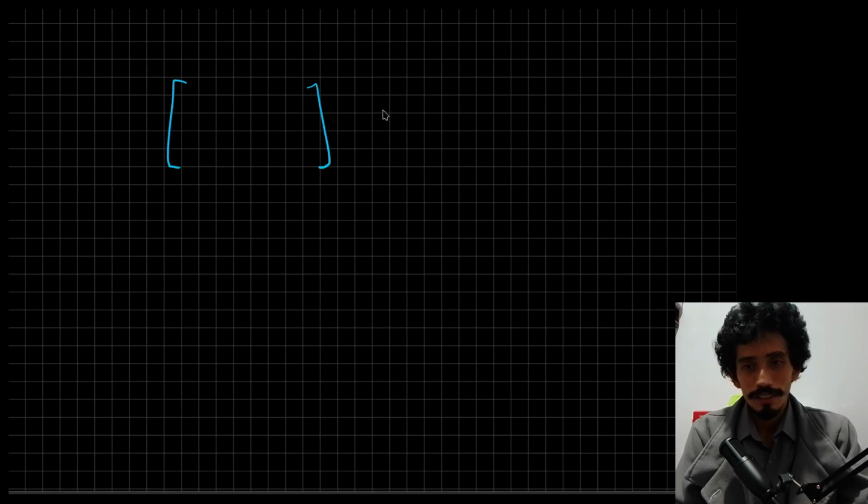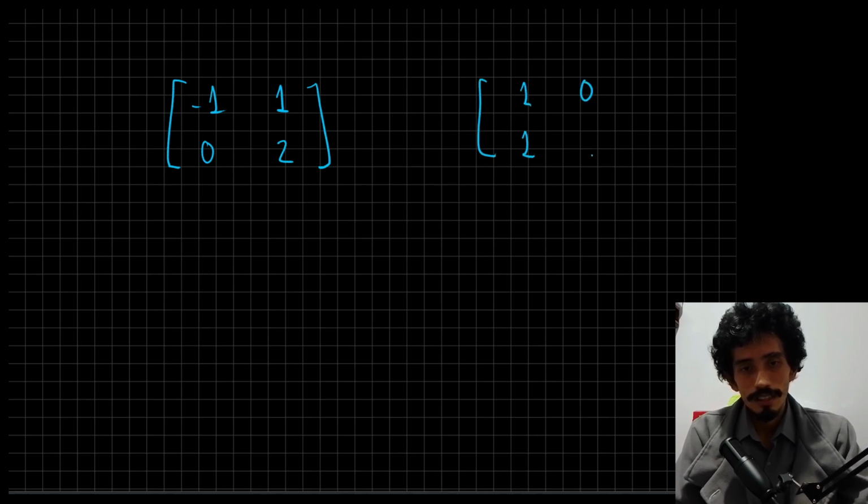Today we have a tough problem to solve, and the problem is this one. Let me copy the matrix. The matrix is -1, 1, 0, 2, and the other matrix is 1, 1, 0, and -2.